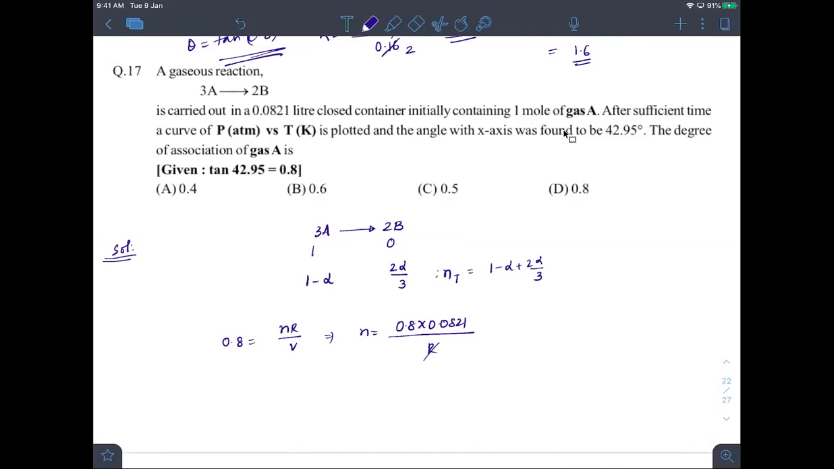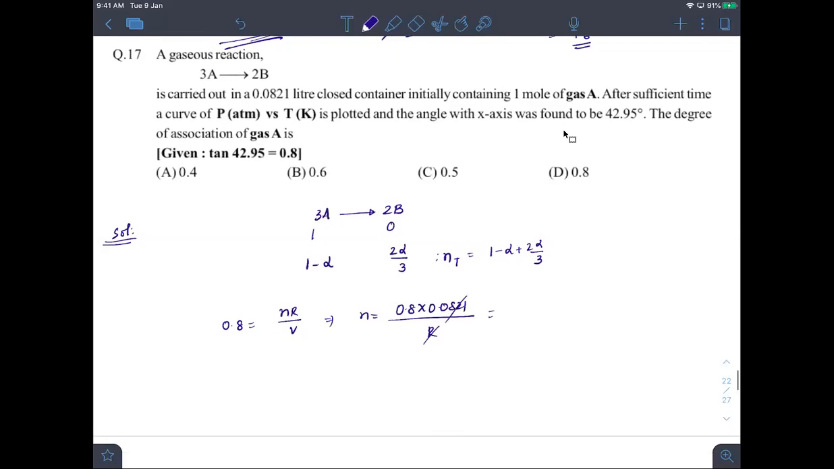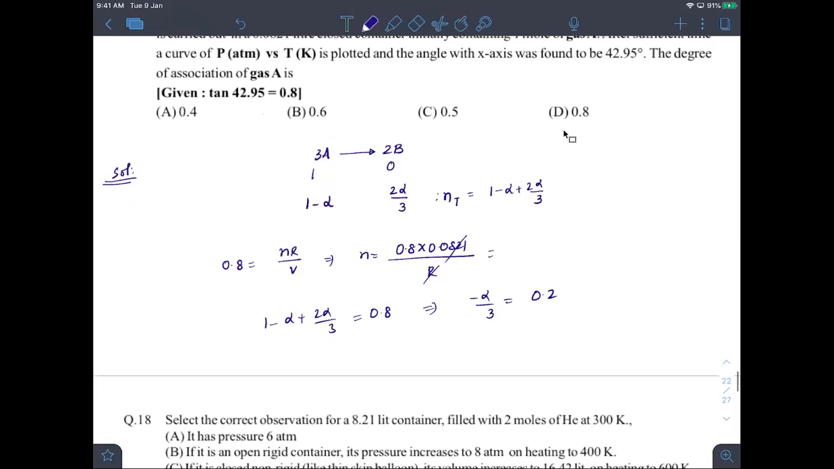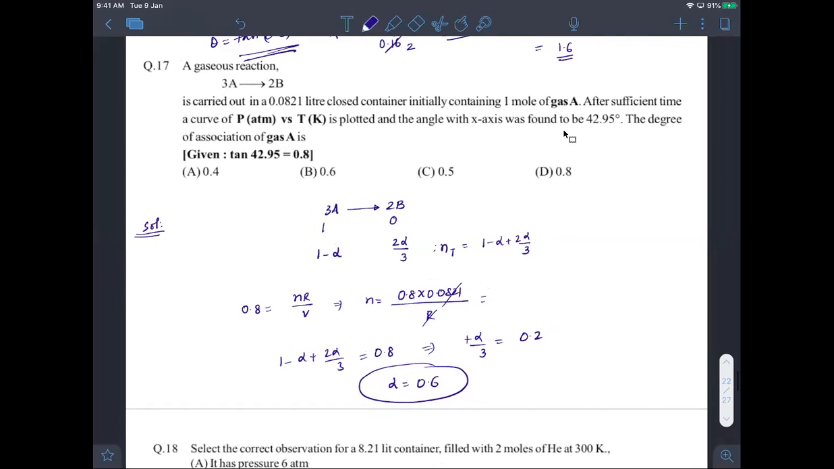So this R is cancelling anyway. So that would be equal to nR by V. So n is equal to 1 minus alpha plus 2 alpha by 3 is equal to 0.8. So alpha plus 2 alpha by 3, should I take this as 3 alpha? So it will be minus alpha by 3 is equal to minus 0.2. Sorry, plus 0.2. So alpha is equal to 0.6. Check, everyone. You must have got that.